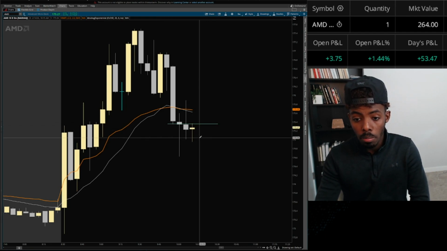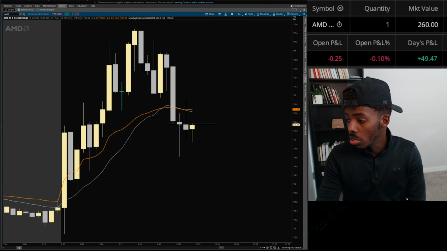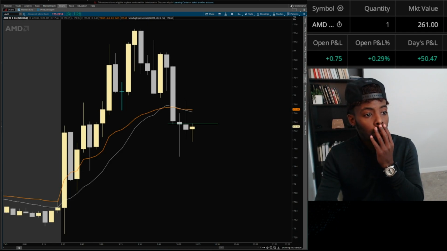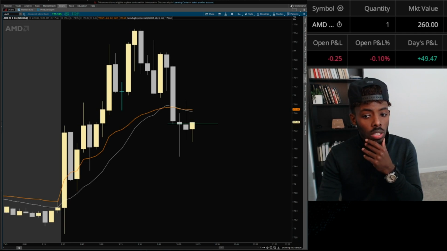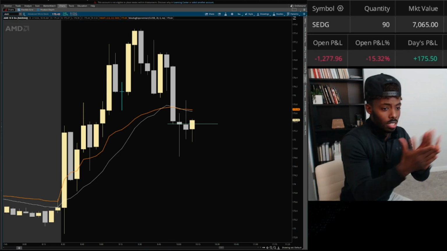If we don't break this, I'm willing to maintain this position all the way. But looks like we're breaking it right now. So here we go. I'm going to be getting out of this position very soon for a break even. I'm not holding it outside of this. Here we go. All right, we're out. Let's go, guys.